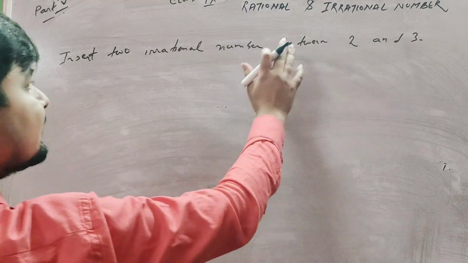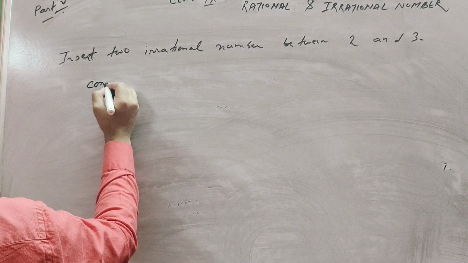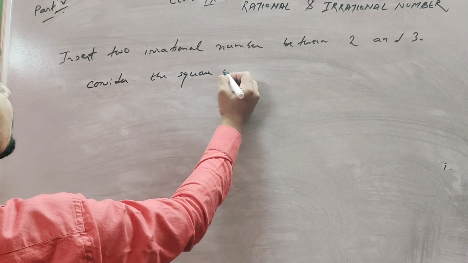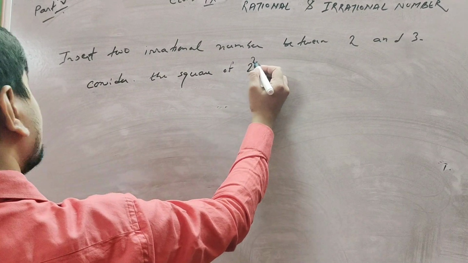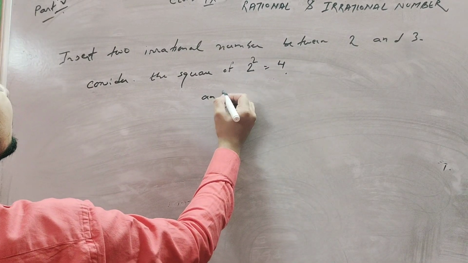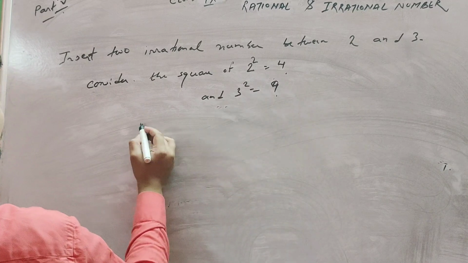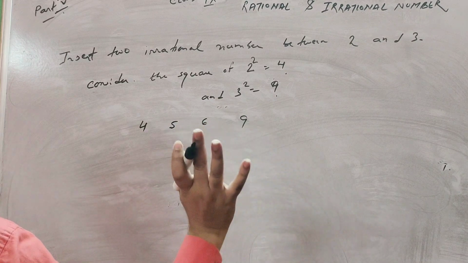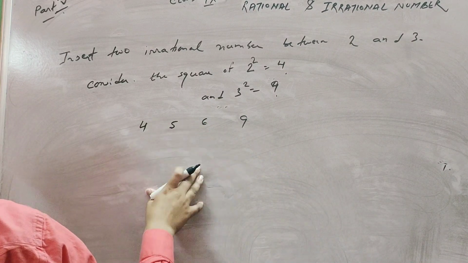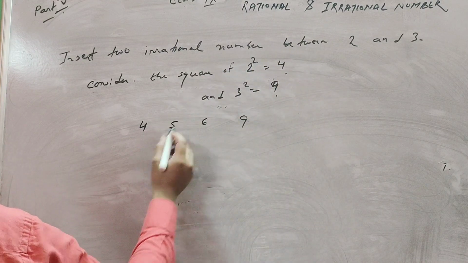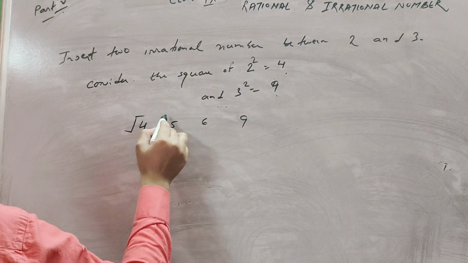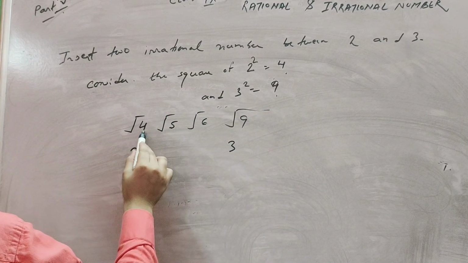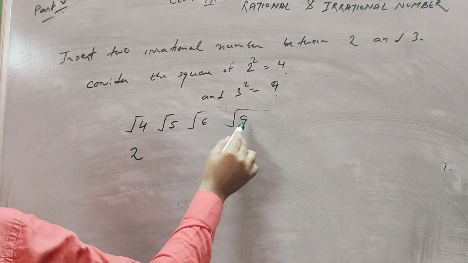Before we do this, we consider the squares. So consider the square of 2 equals 4 and the square of 3 equals 9. So between 4 and 9 we can write many numbers, that is 5, 6, whatever, easily. But we know that these are squares, so whenever we again take the square root, the square root of 4 is 2, and the square root of 9 is 3.